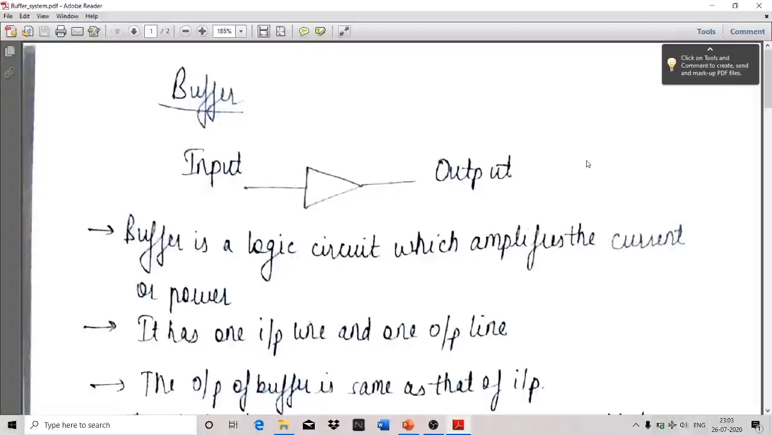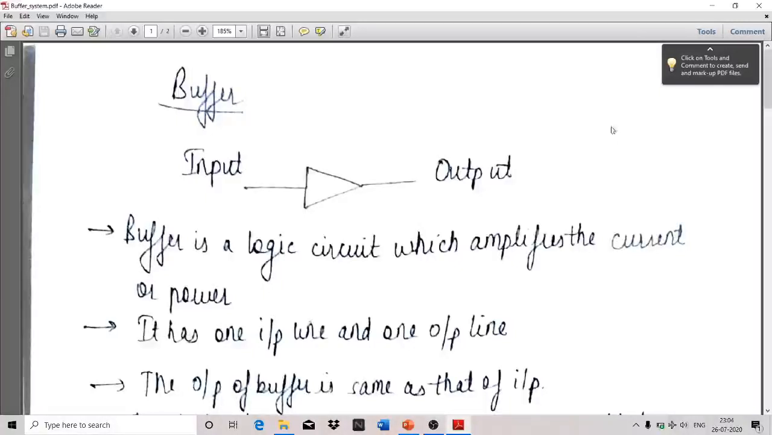Just now we came across a tri-stated signal. Now we will try to understand more about the tri-stated signal. What do you understand by the term tri-state? Tri-state means three states will be there. Before starting with a tri-state signal, first we have to understand the buffer. A buffer is a logic circuit which will amplify the current or the power. Generally it will increase the capability of the current and the power.